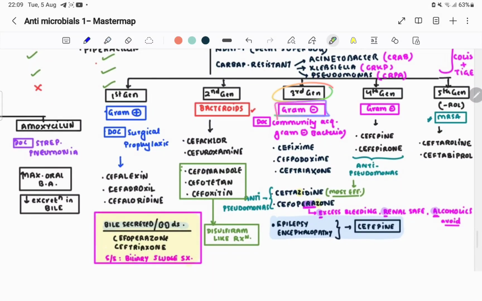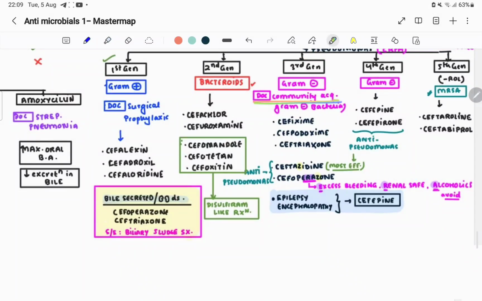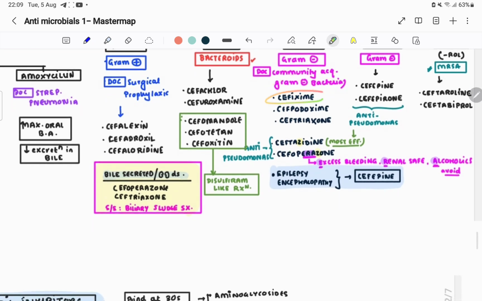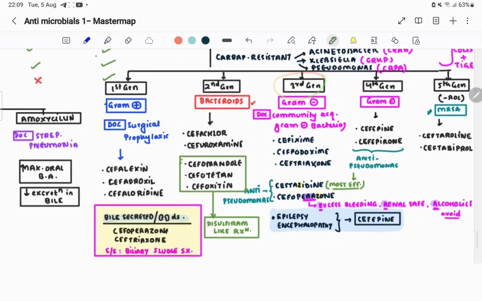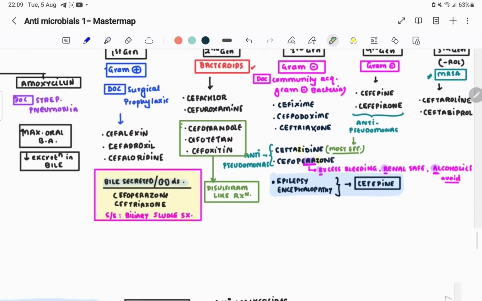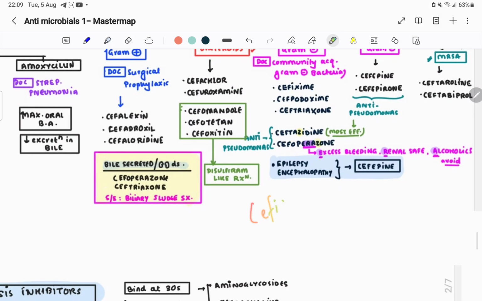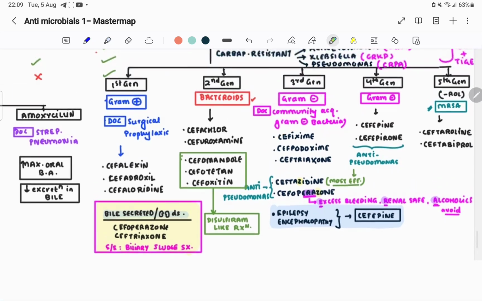Third generation against gram negative. It is a drug of choice for community acquired gram negative bacteria. Community acquired, right? Not important to remember. Okay, the common drugs which you use are the third generation ones. Most commonly used. Cefixime. Who doesn't know? Cefixime. Cefpodoxime. Ceftriaxone. Okay, these are common drugs which you commonly hear put in third generation.